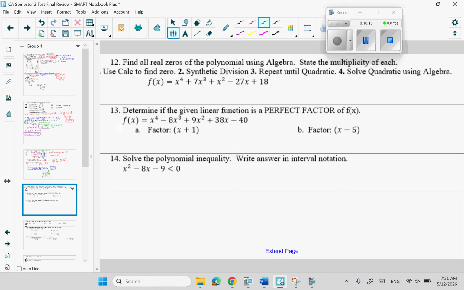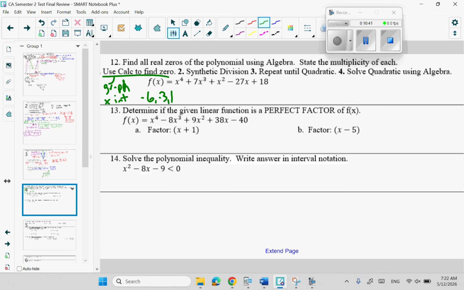Find all real zeros of the polynomial using algebra. State the multiplicity of each. So using calc, aka graph, look for an x-intercept. So if I were to graph this and try to find an x-intercept, I would get a couple options. I'd get -6, I would get -3, and I would get 1.